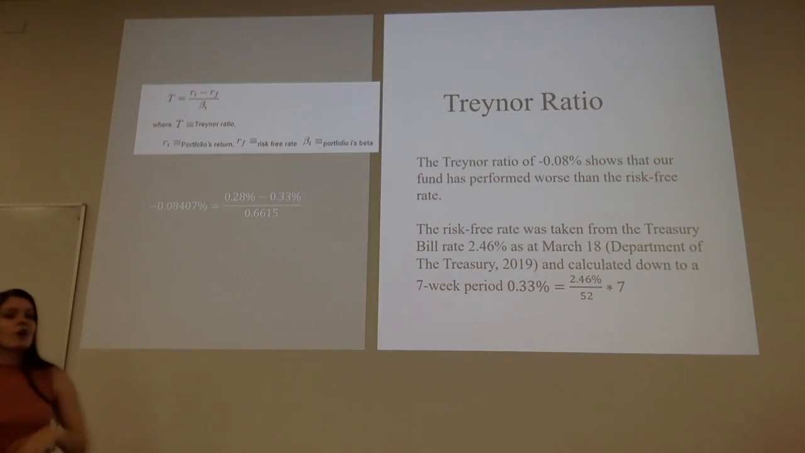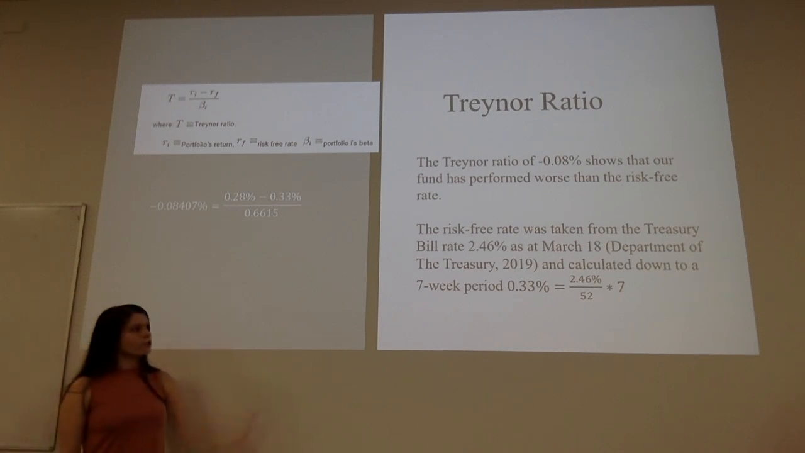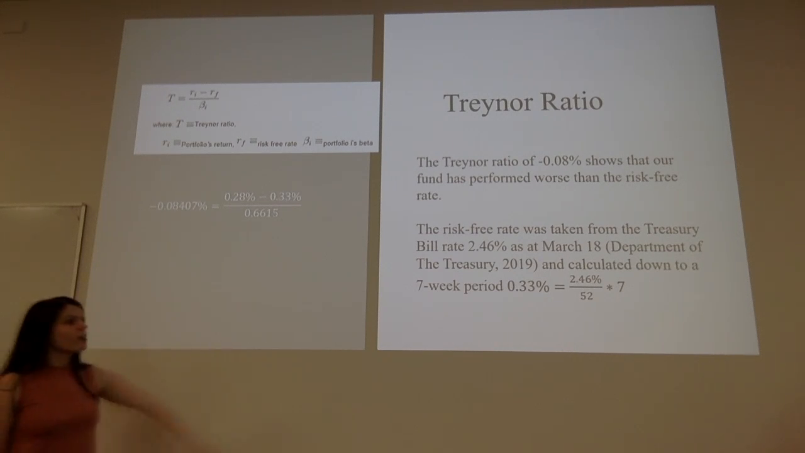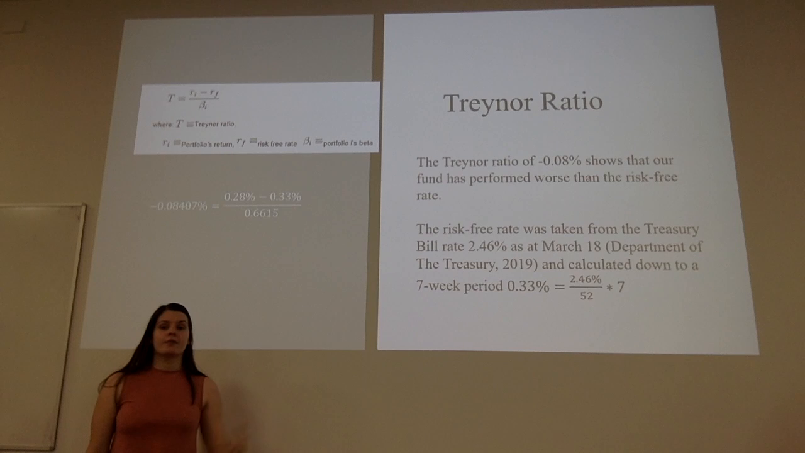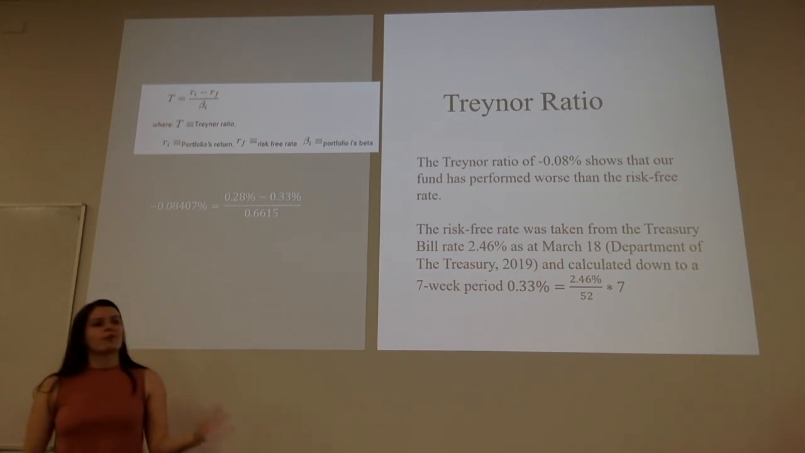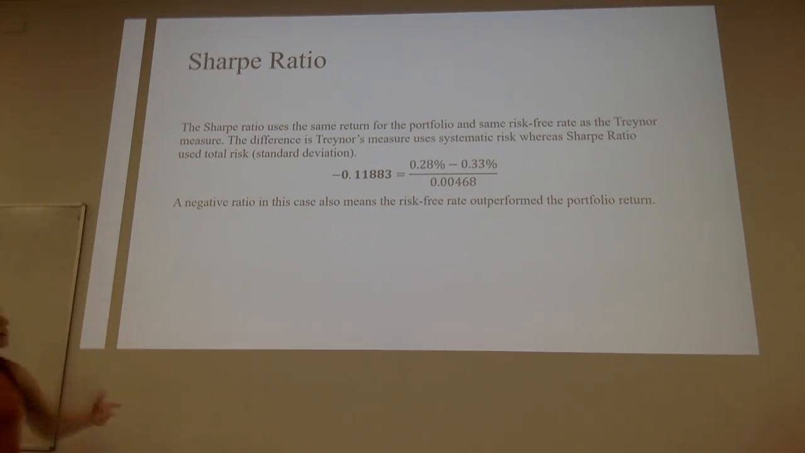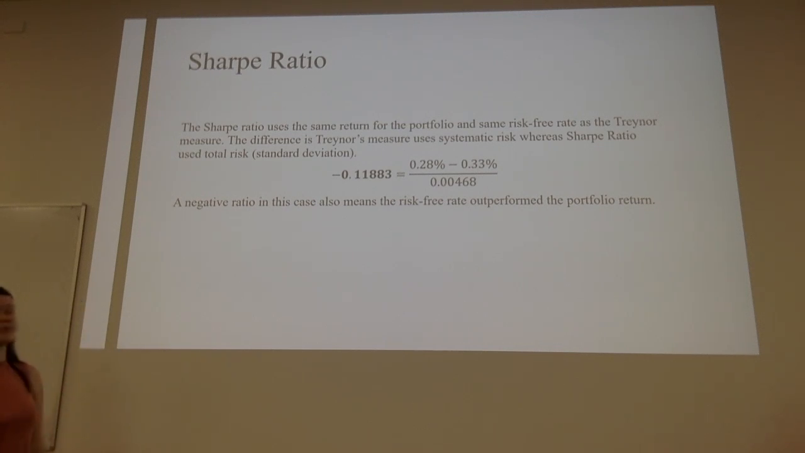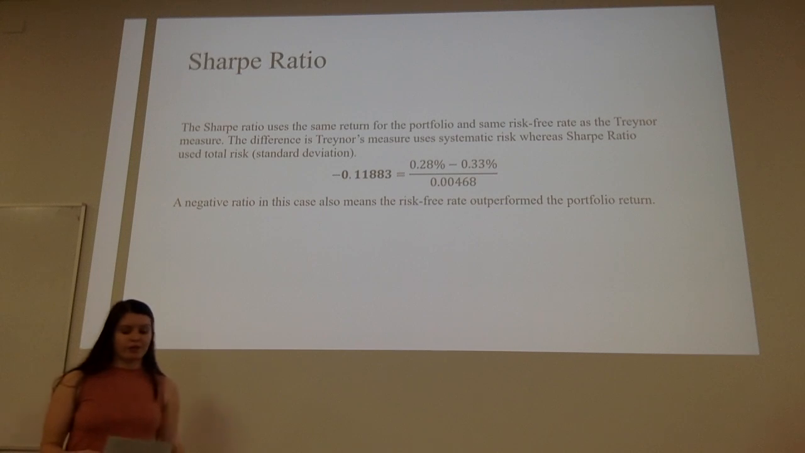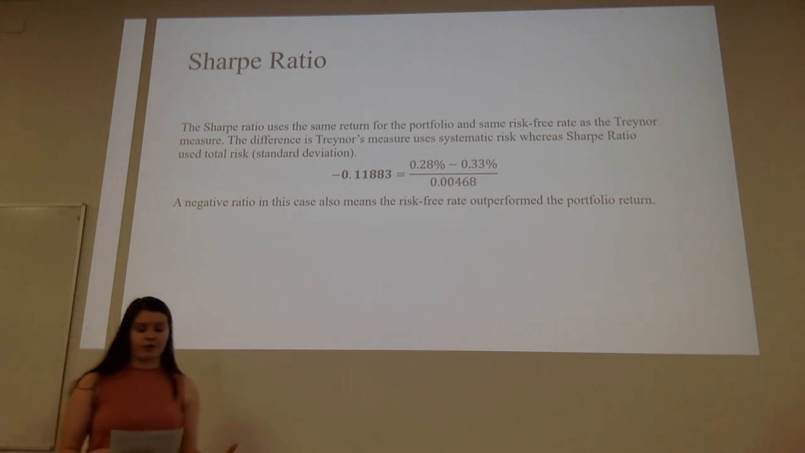We analysed this portfolio in several ways, one of which being the Treynor ratio, which was based on the risk-free rate. The risk-free rate was taken from the Treasury bill rate of 2.46, calculated down to 7 weeks, 0.33, which actually means we performed worse than the risk-free rate. This is a Sharpe ratio, another way to test performance of a portfolio. A negative ratio in this case also means the risk-free rate outperformed the portfolio return.